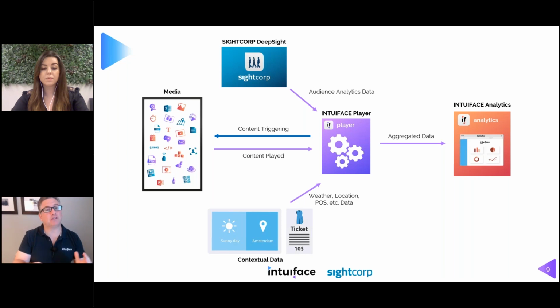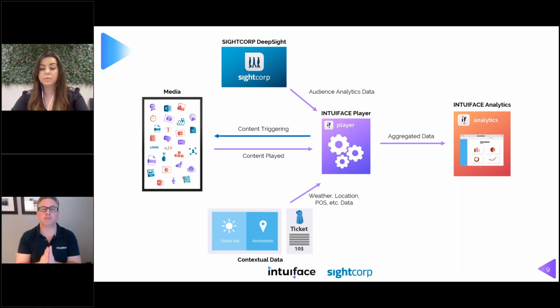On the bottom, it's also taking other contextual data. Intuiface can read information from just about any data source you can think of, anything in the cloud. So not only do you have all of the data coming from Sightcorp DeepSight about the audience, but you can have all this other information coming in at the same time, such as weather, location, point of sale, what are they buying, all of this additional context about what these people are doing and how they're characterized. So you have the computer vision data coming in, you've got the contextual data coming in, and you know what's on screen. You have all this stuff that you're driving.